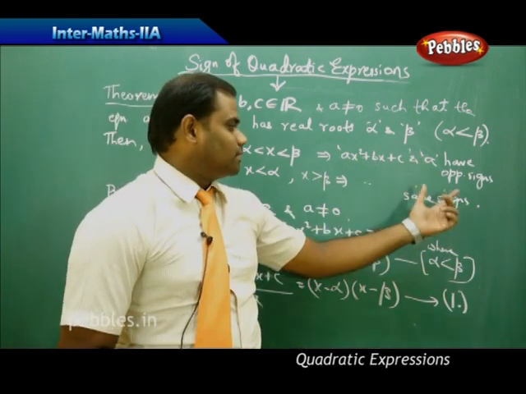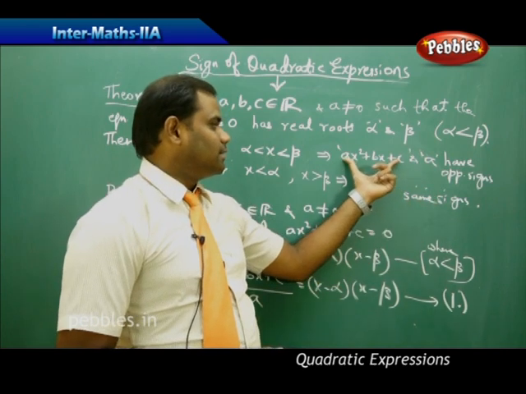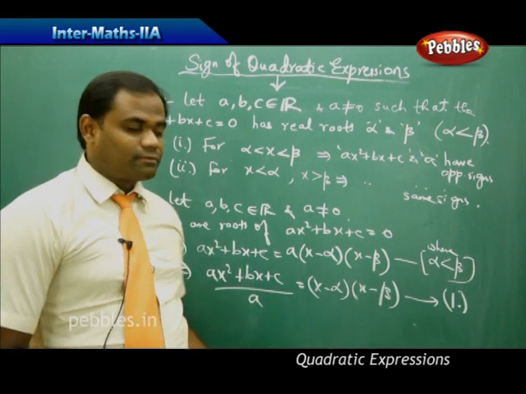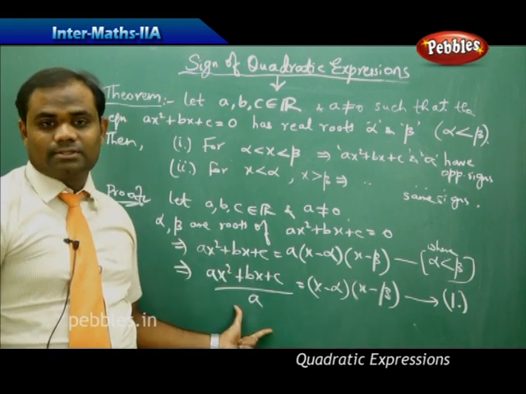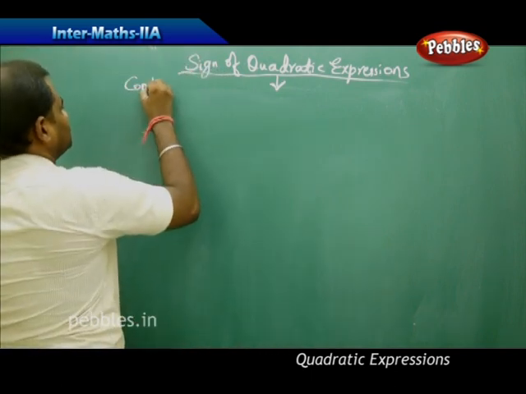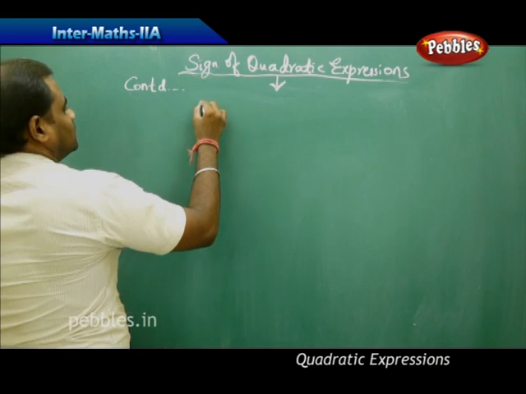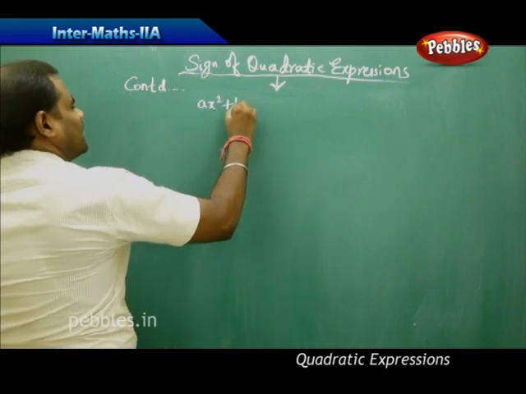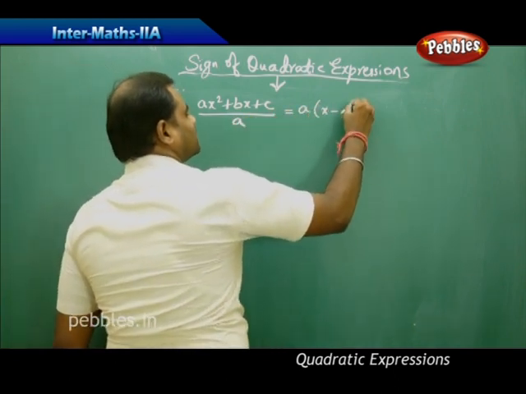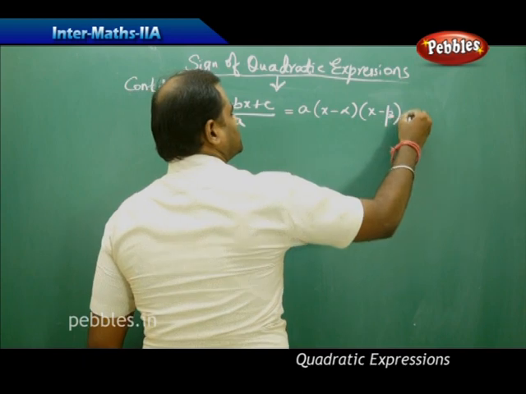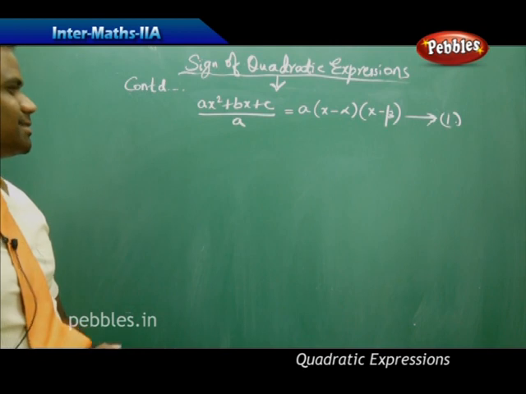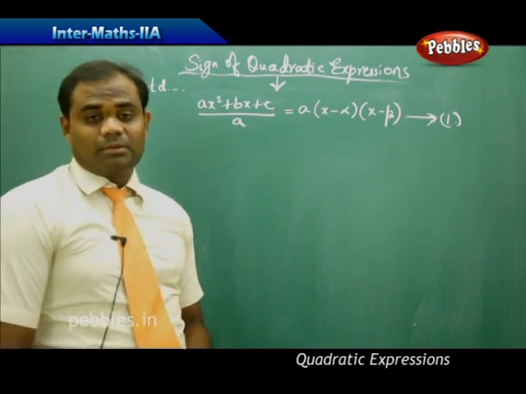Because we need to identify the opposite or same signs, we divide this with this, because the fractional representation helps us in identifying the same signs or opposite signs. So therefore, we have obtained the expression ax squared plus bx plus c by a as a times (x minus alpha) into (x minus beta), which I took as equation 1. Now using this, let's see how each of the cases can be proved.